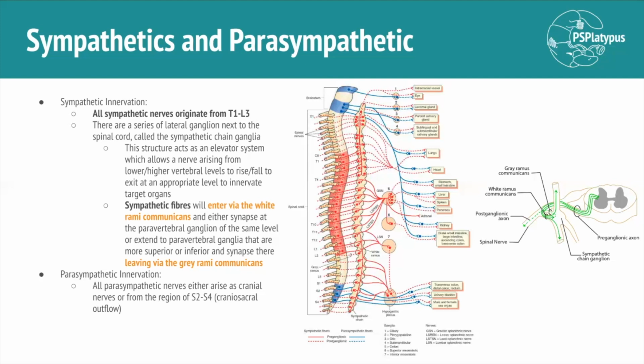Next on the chopping block is the parasympathetic innervation. All the parasympathetic nerves either arise as cranial nerves or from the region of S2 to S4, known as the cranial sacral outflow. And this makes a lot of sense because the word para means on the side of the sympathetics, so therefore it's on the two sides of the sympathetic, which is where the parasympathetics originate.